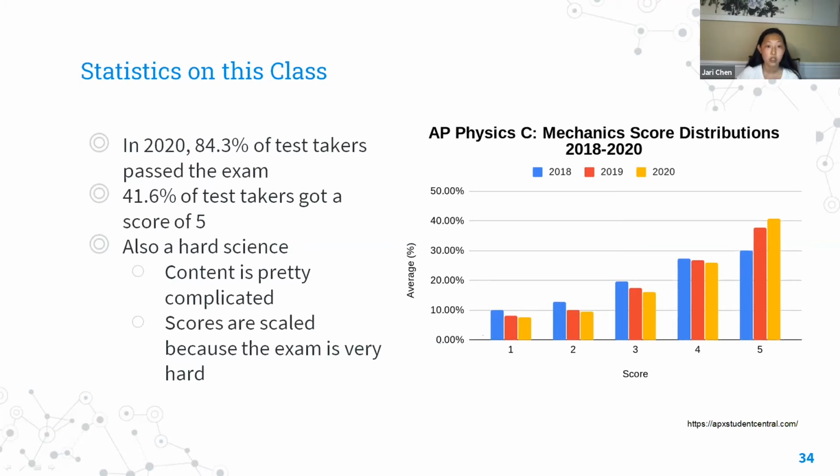Colleges also know this though, so they know that most people who get a 5 on the Physics C exam may not actually be proficient in what they want you to know. So if you're planning on majoring in something like engineering or something related to physics, there's a high chance that you will have to retake this course in college.